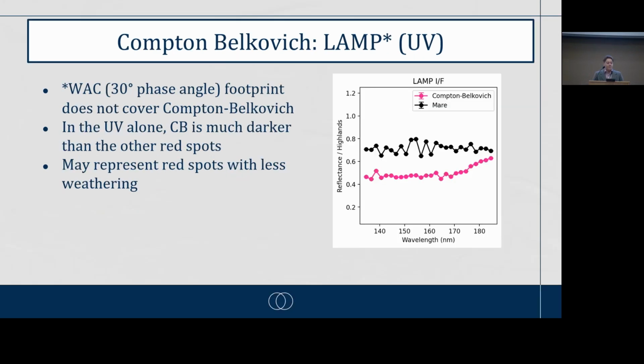And next. So unfortunately, if I wanted to compare this like the other sites, the WAC footprint did not cover this. So if I wanted to do the normalized to 30 degrees phase angle, we just have the UV for this one. But even in the UV alone, Compton-Belkovich is a clear outlier. It's possible that the differences we see represent more weathering at Compton-Belkovich and less weathering at the other sites, and that's why we see this difference. But we are comparing to additional data sets.